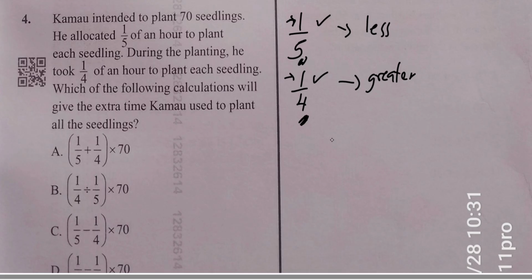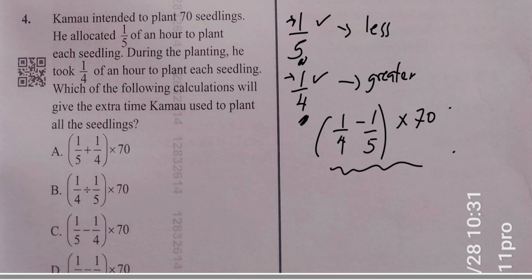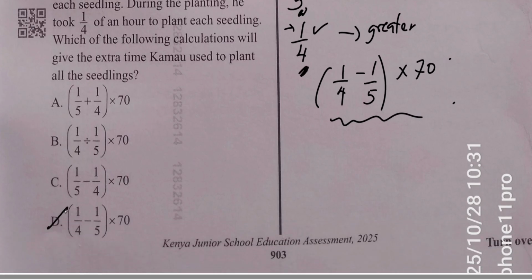So if you want to get the extra time he used to plant, you take 1/4 minus 1/5, because 1/4 is bigger, then multiply by 70. So that's the extra hour that he'll use. So this one.